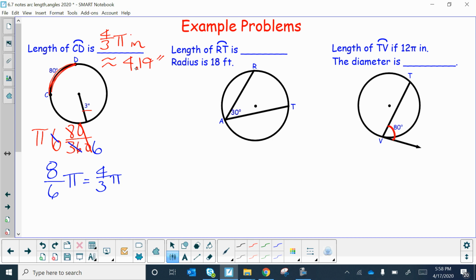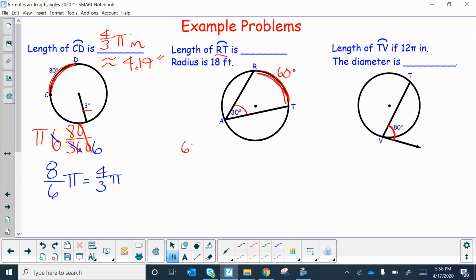Okay, let's try this next one. It says find the length of arc RT. RT is from there to there. Remember, we don't want to find the other one because that's a major arc. So we want the minor arc because it just has 2 letters. So the radius is 18 feet, and the degrees of this arc is related to that one there. Is it 30? Nope, it should be doubled because that's an inscribed angle. So that's a 60-degree arc.